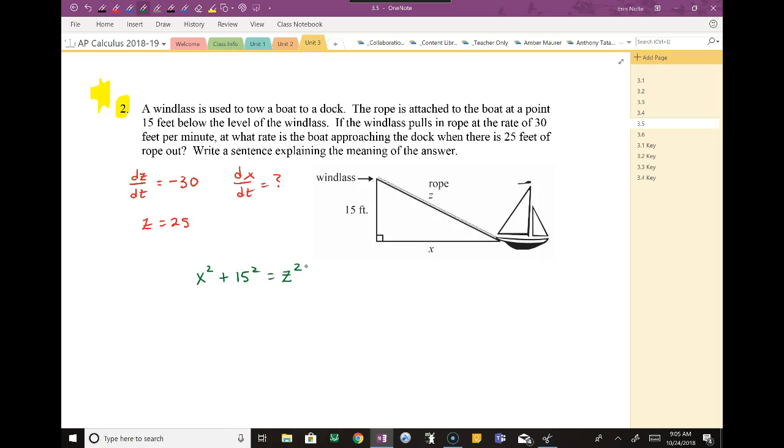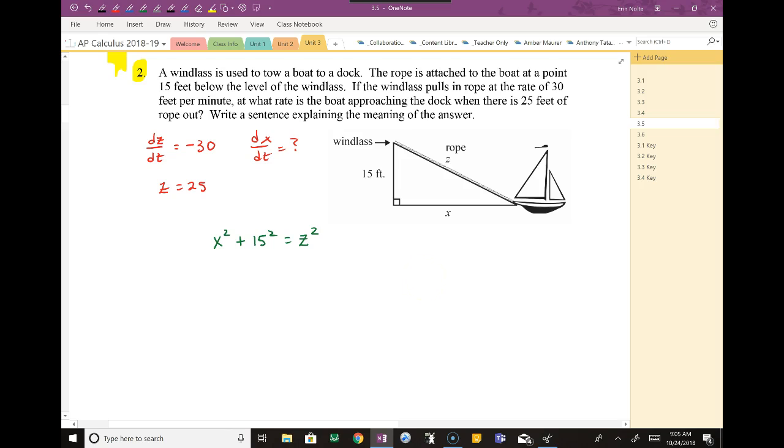Now we're going to derive this in terms of t so that we can analyze the rates of change. So starting with x squared, what is the derivative of x squared? 2x dx/dt. What is the derivative of 15 squared?